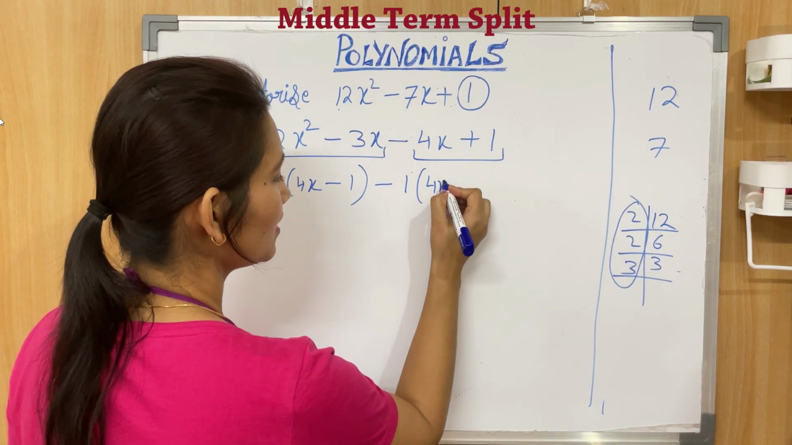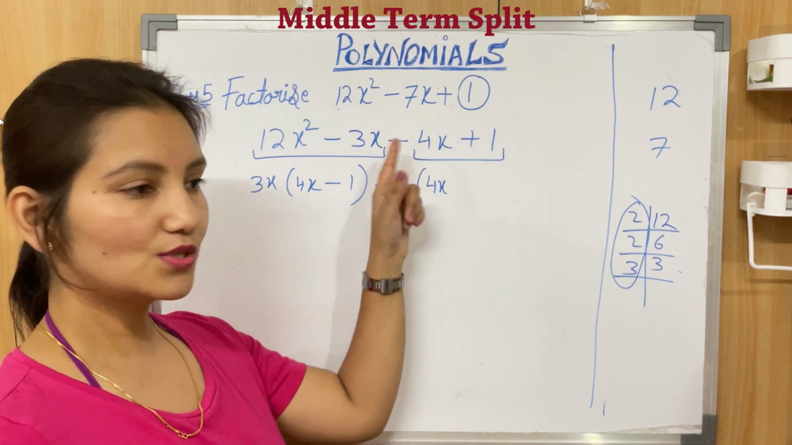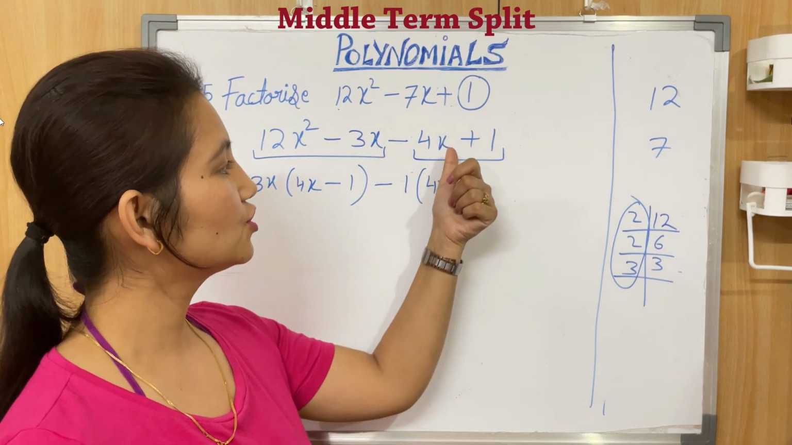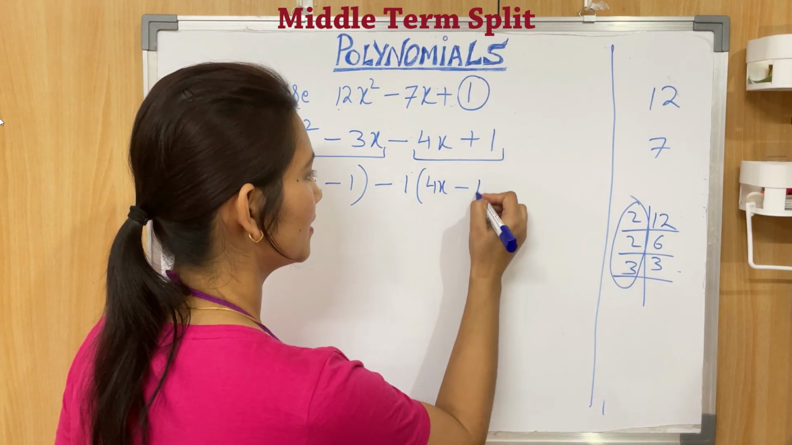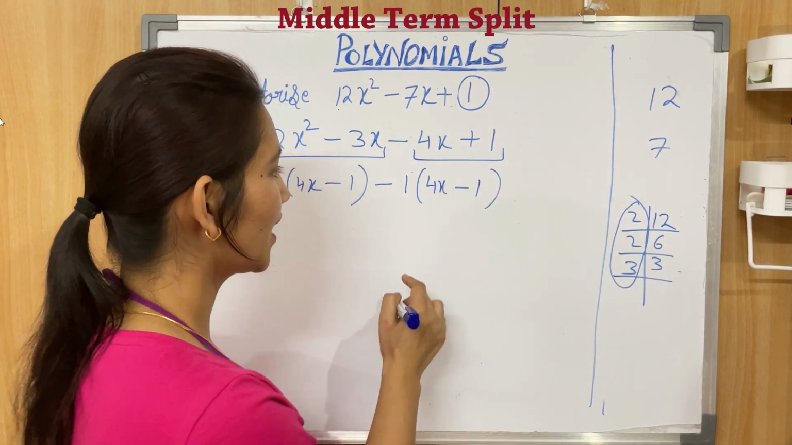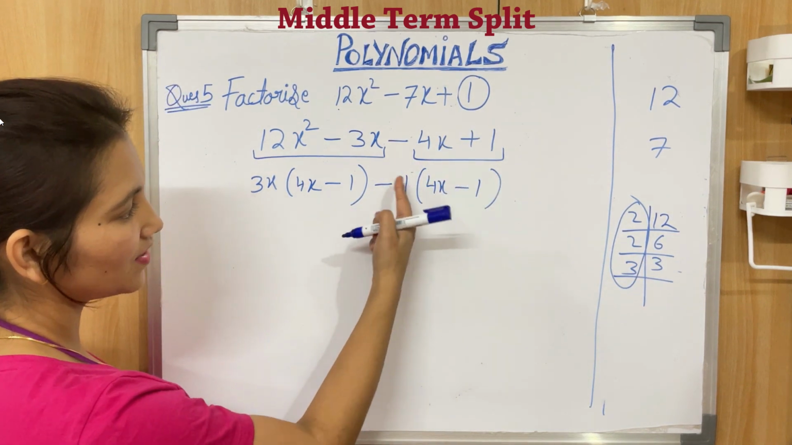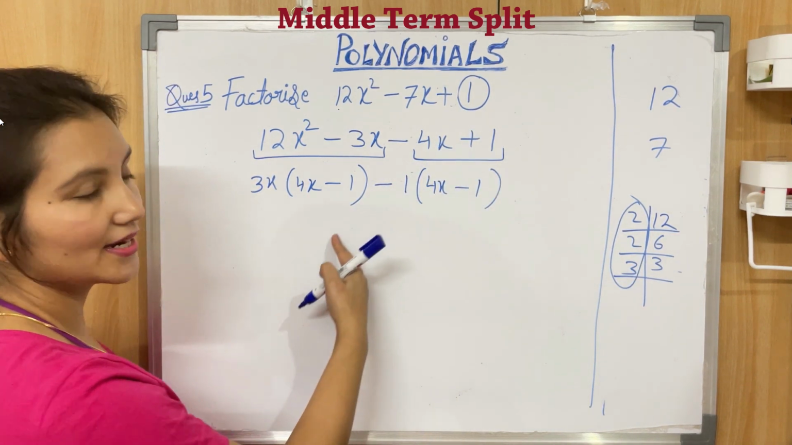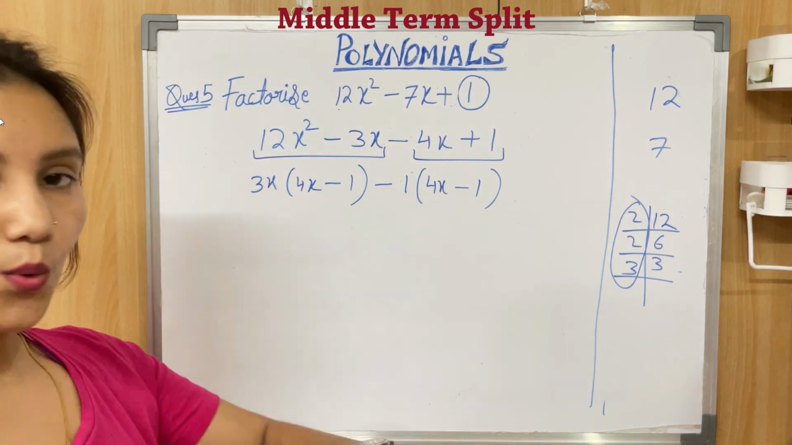4x and plus sign. So if a minus sign is outside a bracket, then we need to change the sign of whatever is left inside. So it will become minus 1. Are you getting the point? We change this plus sign into a minus sign because we had a minus sign outside the bracket. So that's why we changed this plus sign into a minus sign, right?